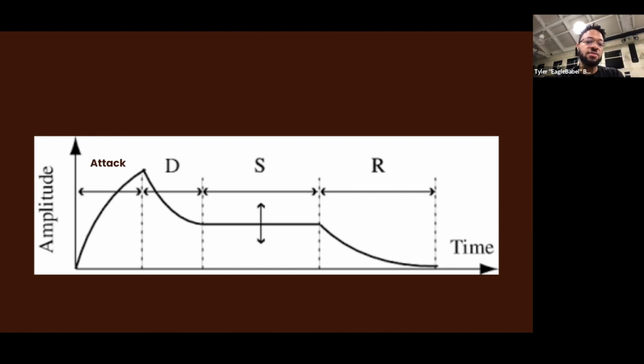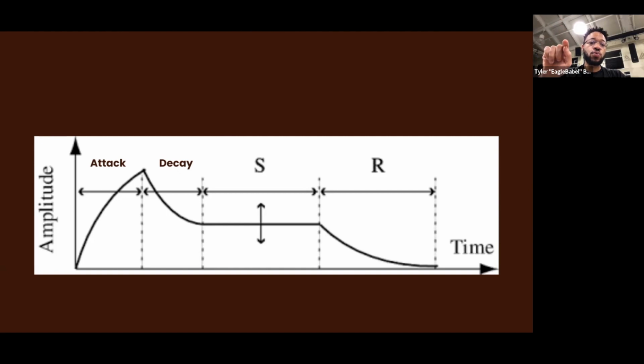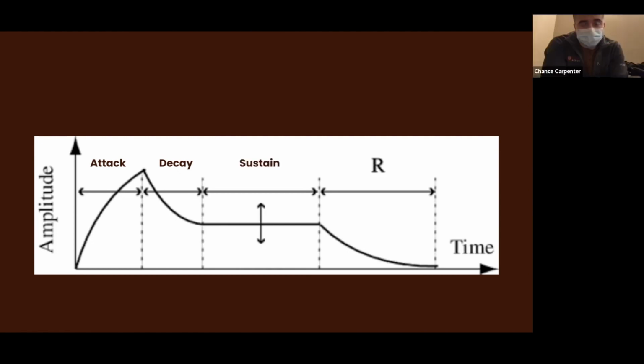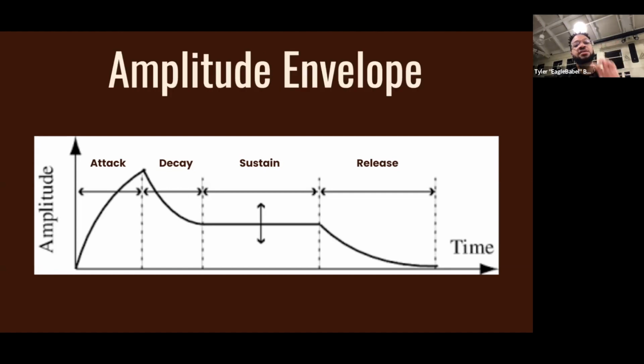Right? Attack. And then what does the D stand for? Decay. Perfect. So, ooh. So once it hits that peak, then it decays down to a level at which it, what does the S stand for? Sustain. So when it holds, it's literally sustaining. And then after it's done holding, then what does it do? The R. Release. Perfect. Attack, decay, sustain, release. ADSR, or amplitude envelope.